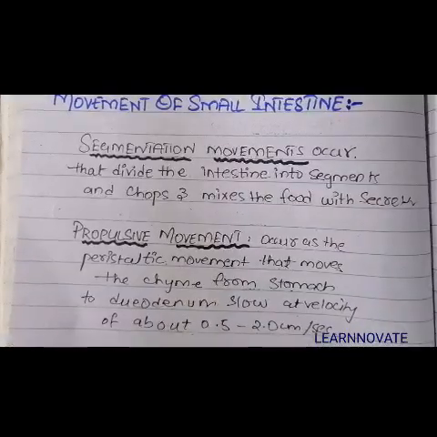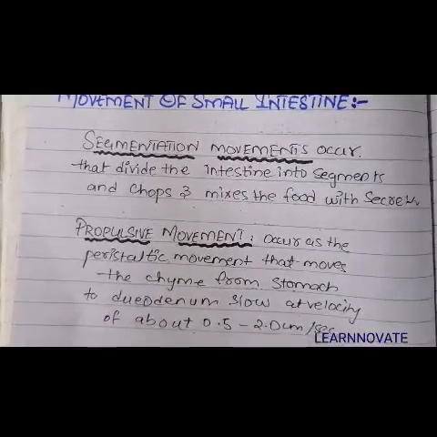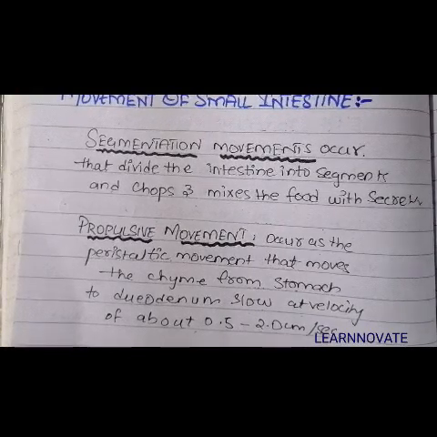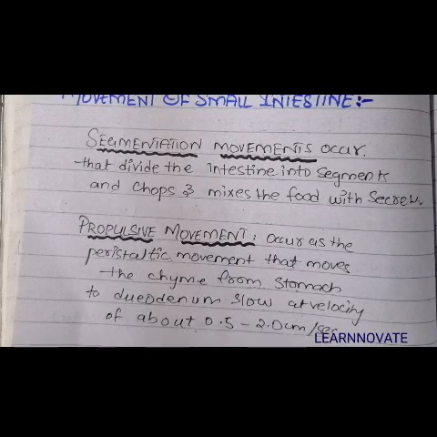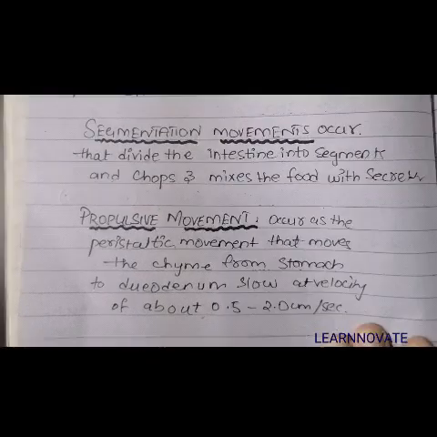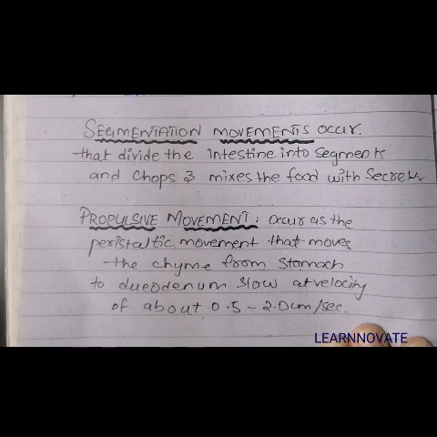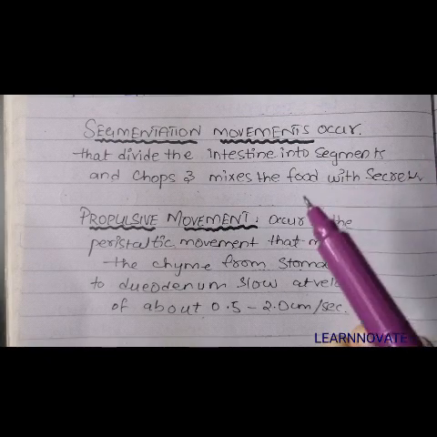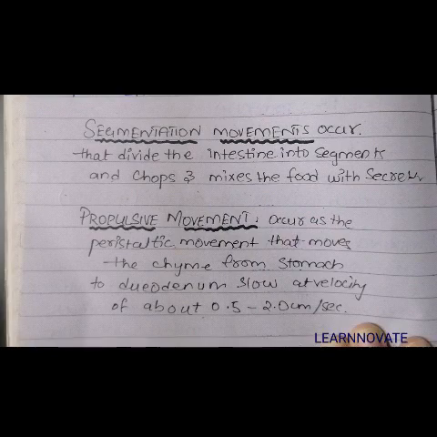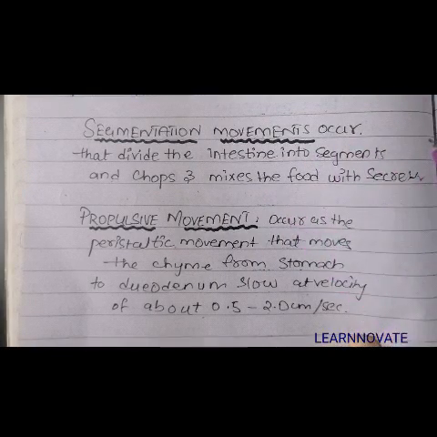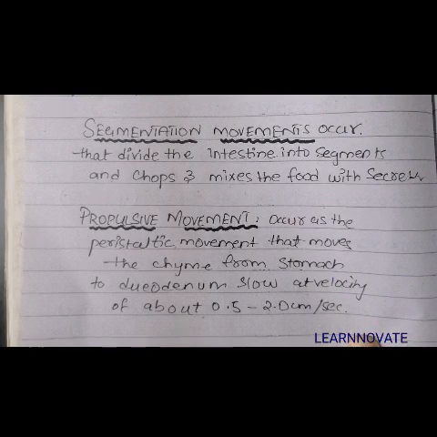Coming to the movements produced in the small intestine. The movements are important for digestion and absorption and also for moving the chyme from the stomach. Movements include the segmentation movement and the propulsive movement. In the segmentation movement, the small intestine divides into segments, and this causes the chopping and mixing of the food with the secretions. So the segmentation movement occurs throughout the small intestine and is important for the mixing of the food.